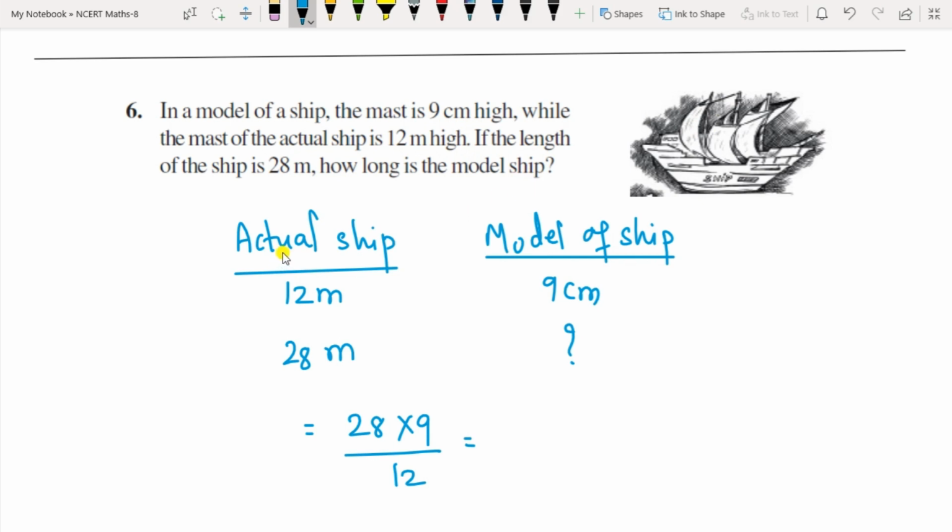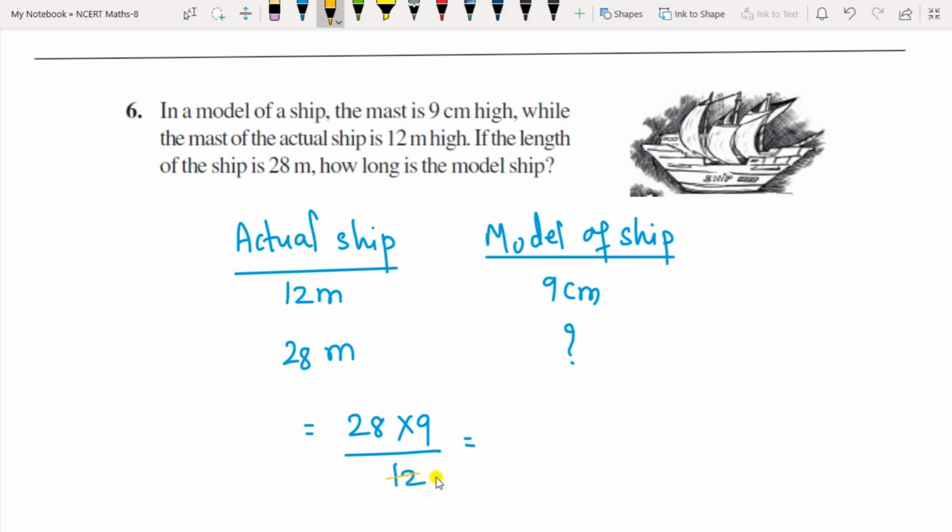So here there are two ships, the actual ship and the model of the ship. For the 12 meter actual ship, the mast was 9 centimeter for the model ship. The length of the actual ship is 28 meter. So what will be the length of the model of the ship? So 28 into 9 divided by 12. So it will be how much?